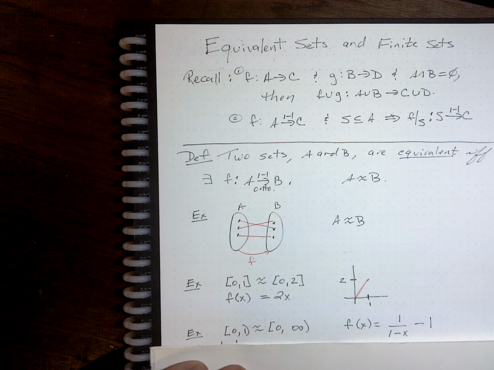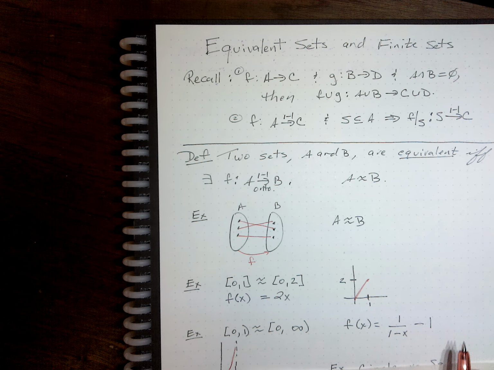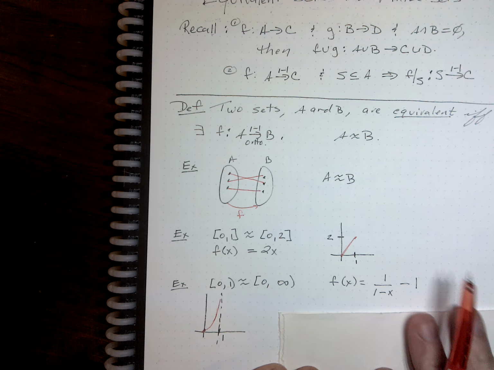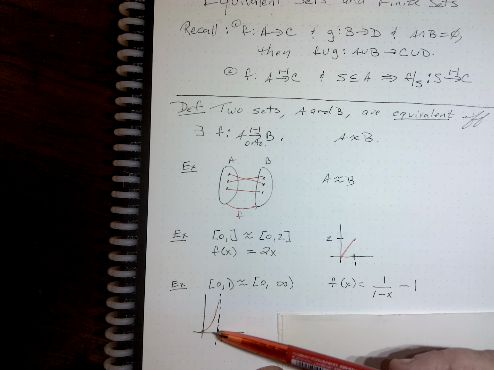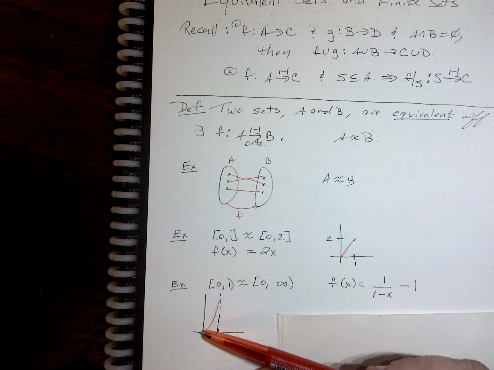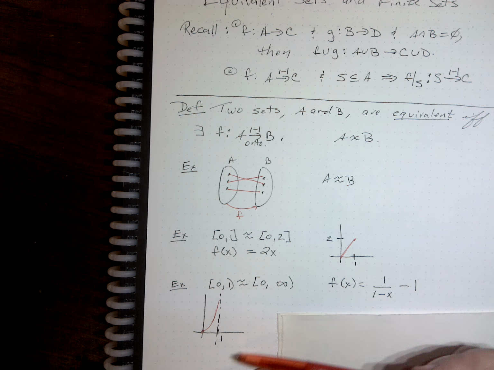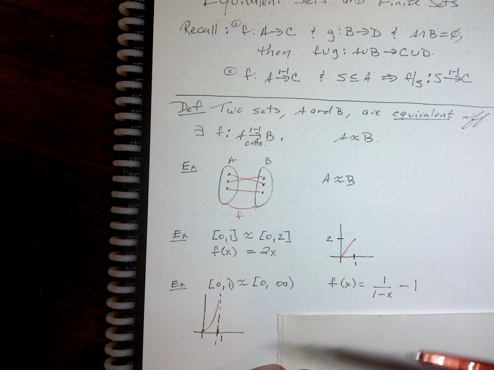This one's fun. We have the interval going from 0 to 1 is equivalent to the interval going from 0 to infinity. Now here's a function, but let's look at a picture. It's easier to see. So imagine I have an asymptote at 1. I can take the interval from 0 to 1, not including 1, and stretch it up so that as I approach 1 from the negative side, I will go up towards infinity. This is an asymptote, and this is just an example of a function that I can use that behaves like this.